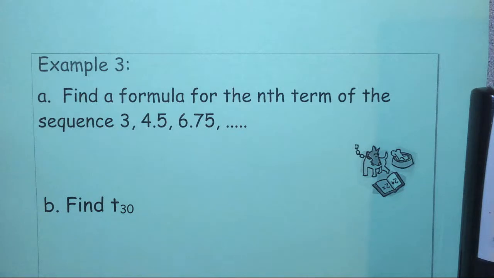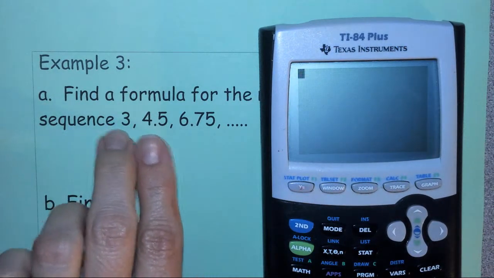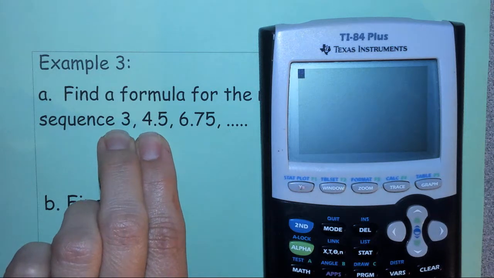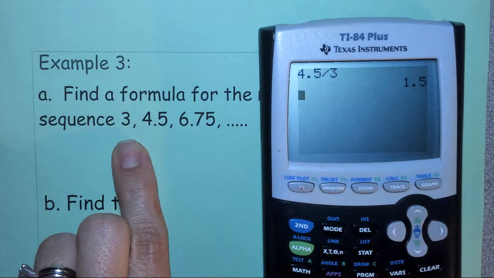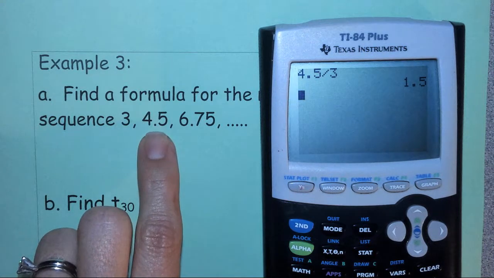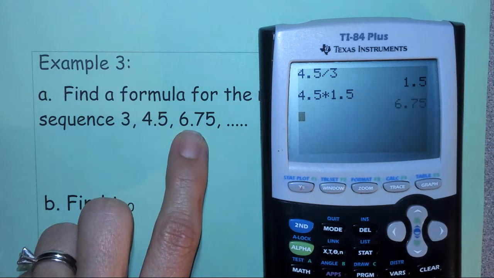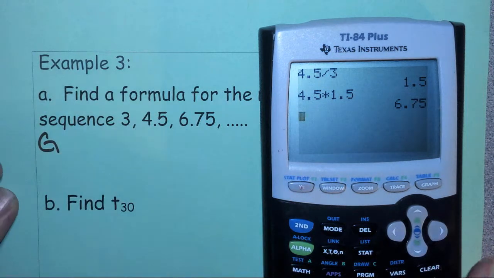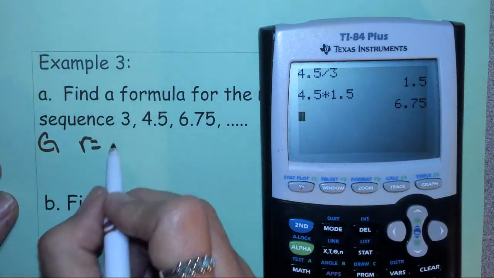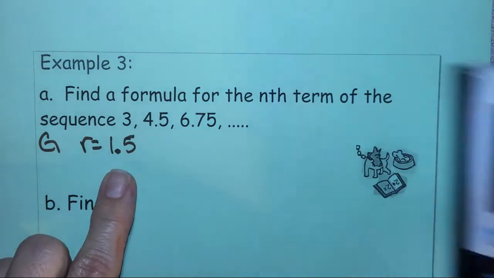So it's either geometric or neither. To see if it's geometric, the quick way to do is to take these two terms and divide them. So 4.5 divided by 3 tells me my ratio is 1.5. If I multiply 4.5 times 1.5, do I get 6.75? Yes, I do. So we know it's geometric. And we just found out our r was 1.5. That's what I was multiplying by. You can also write 3/2, whichever one you're more comfortable with.